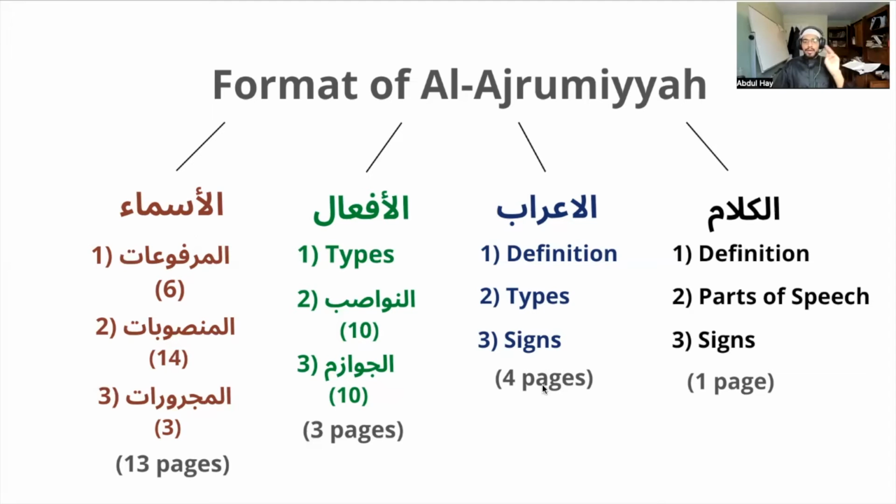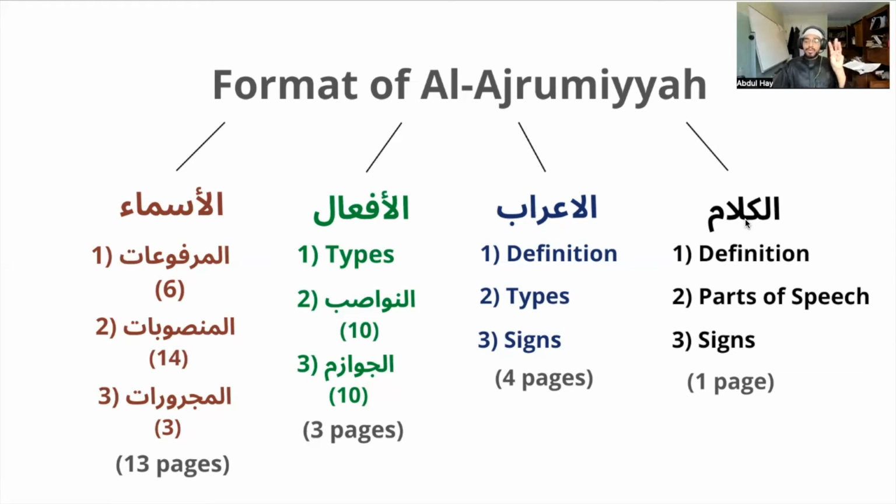And as you can see, the chapter of Al-Kalam is about 1 page, and Al-Arab is about 4 pages, Al-Af'al is about 3 pages, then the rest of the book is just talking about Al-Asma. So Al-Asma is actually the biggest chapter, but the most important one is the chapter of Al-Arab. That's the one that is really the foundation of Al-Nahu, inshallah. So let's try to break these sections down now.